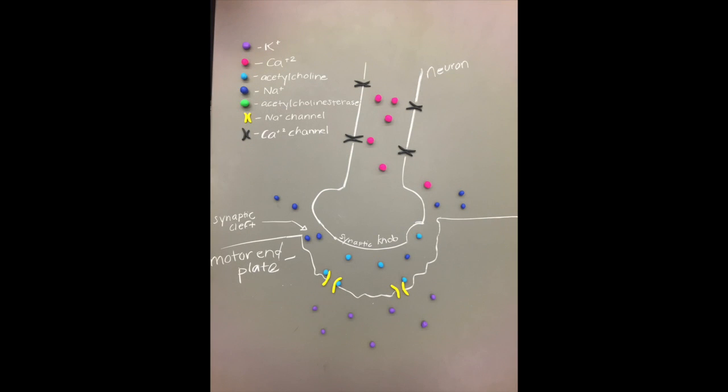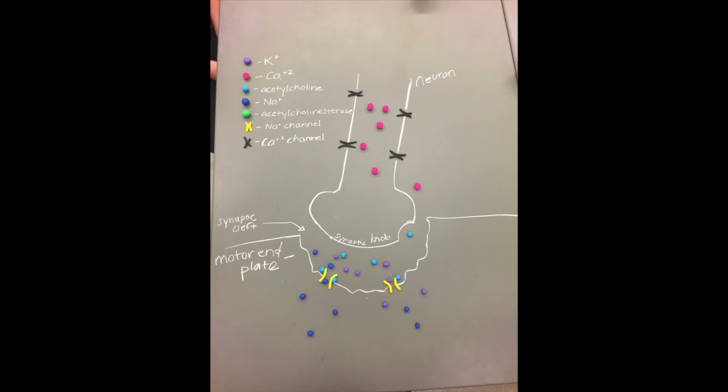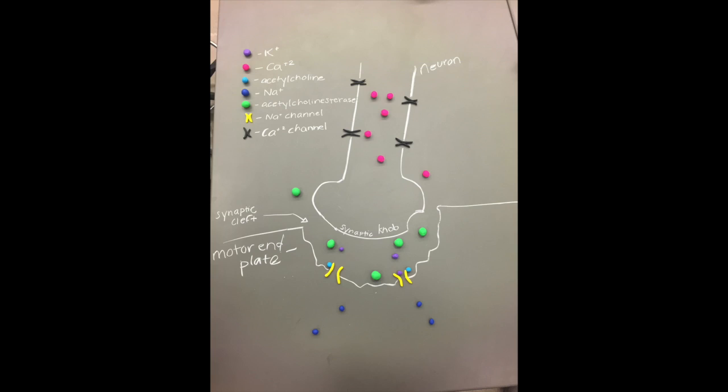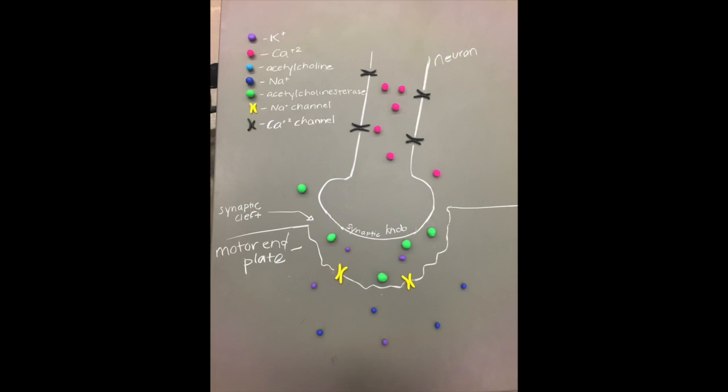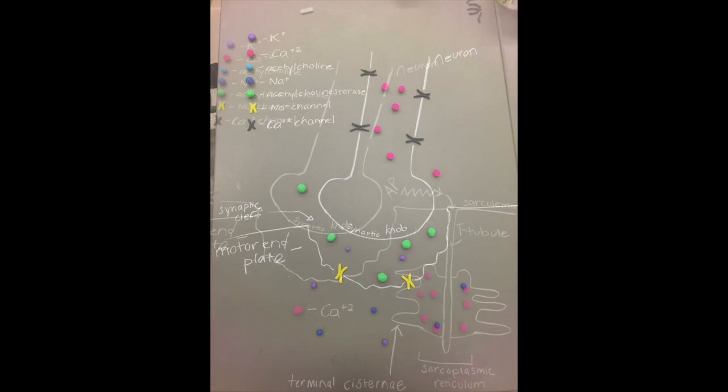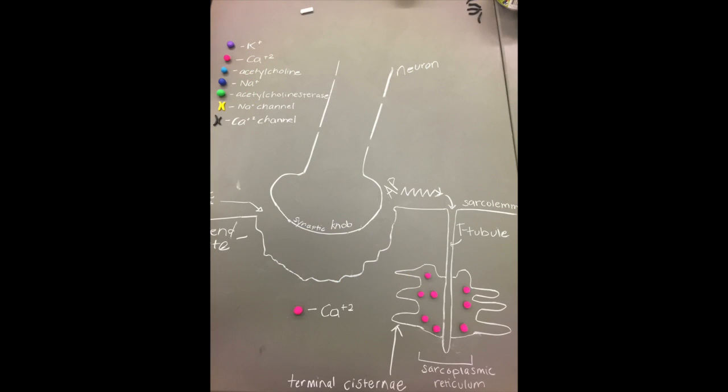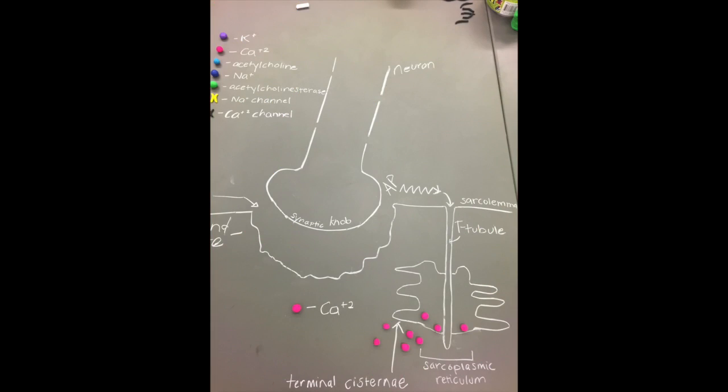Acetylcholine will be picked up by the receptors on the motor end plate of the skeletal muscle. They'll open up, allowing sodium ions to enter the muscle fiber, the sodium-potassium channels. Increased positive ions in the muscle will initiate an action potential on the sarcolemma. The action potential will travel down the sarcolemma into the T-tubules and stimulate the release of calcium from the terminal cisternae of the sarcoplasmic reticulum.